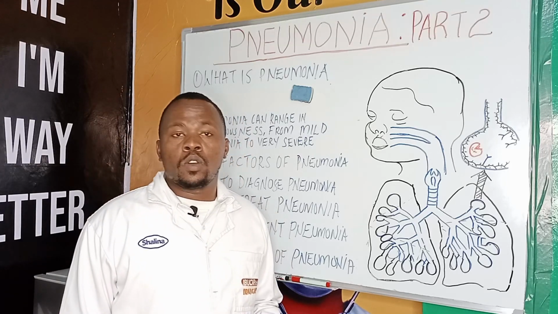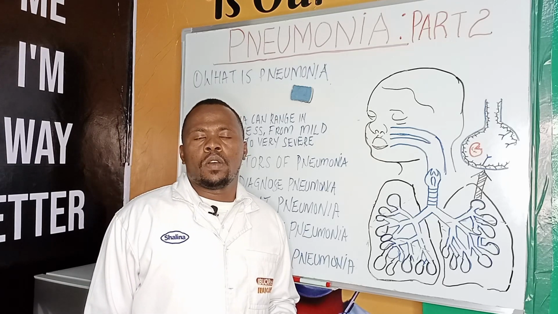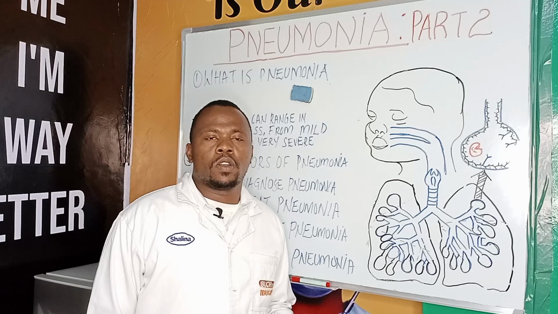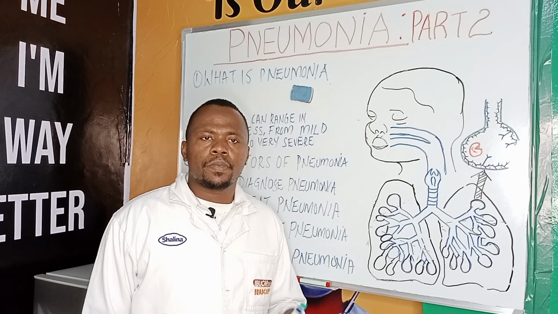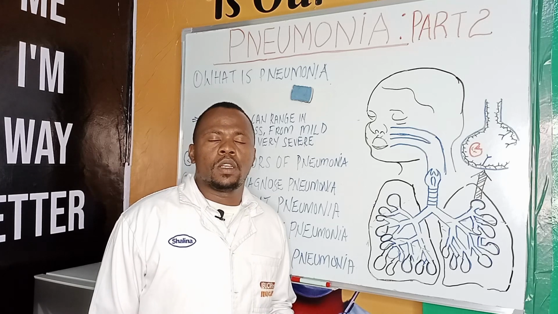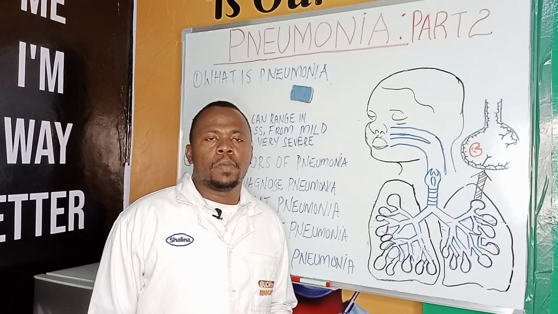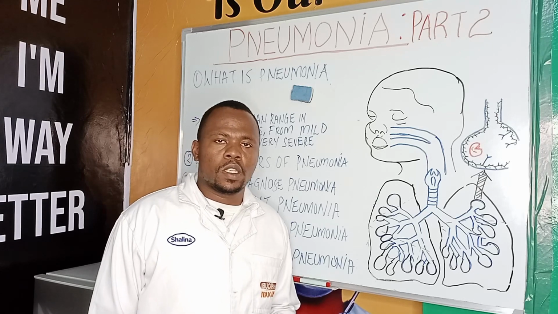What are other reasons why you might be admitted when you have pneumonia? One, if a child is younger than 2 months, that is used as a criteria for admission. When an elderly person is older than 65 years, that is also a criteria for admission. Number three, if your blood urea level is very high. Number four, if your breathing rate is more than 30 breaths per minute. Number five, if your blood pressure is below 90/60.